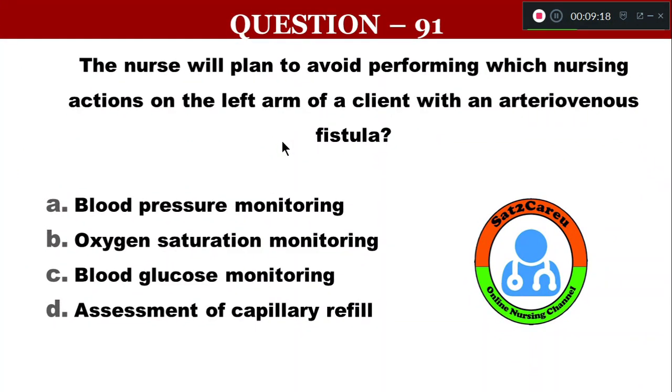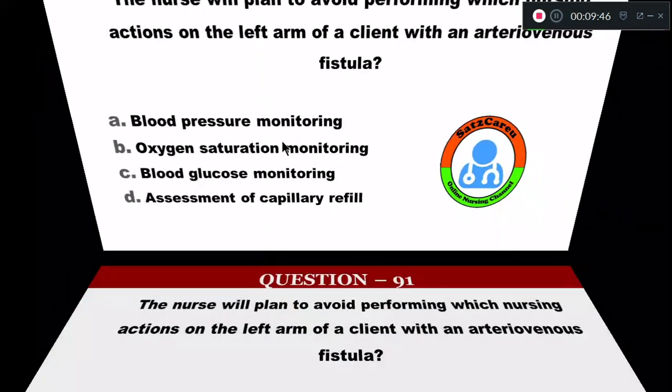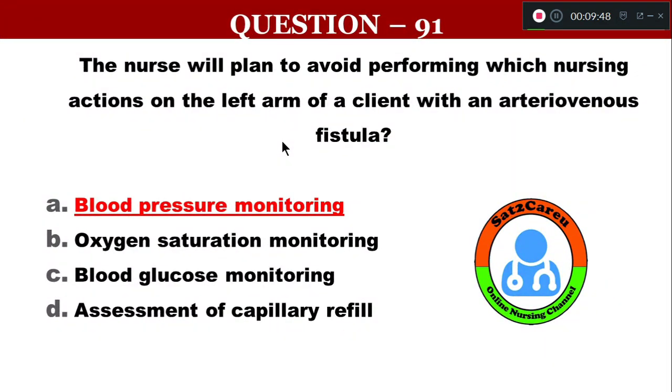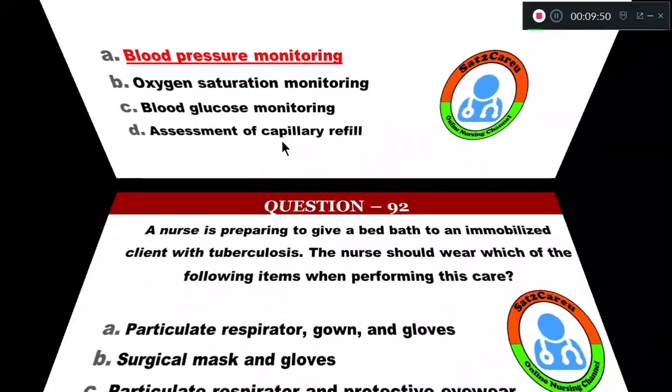Question number 91. The nurse will plan to avoid performing which nursing action on the left arm of a client with an arteriovenous fistula? Option A blood pressure monitoring, B oxygen saturation monitoring, option C blood glucose monitoring, option D assessment of capillary refill. So in a client whose left arm has the arteriovenous fistula, the procedure you should avoid is option A, blood pressure monitoring, that you should not do.